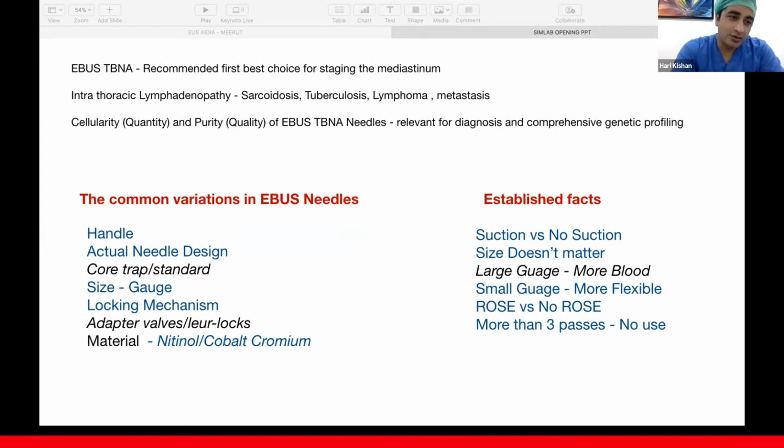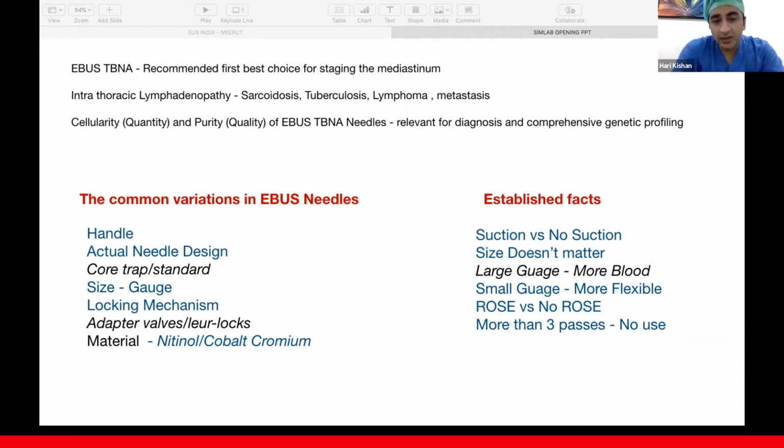needles, and the major differences between them come with the handles and actual needle design. Some have core traps at the end of the needle, some have a standard tip. Regarding the size, we have different gauge needles available, ranging from 19 to 25. Then some differences we can notice in the locking mechanism. Some have adaptive valves and some have rear lock mechanisms. And the material also, some are made of nitinol and some are made of cobalt chromium.